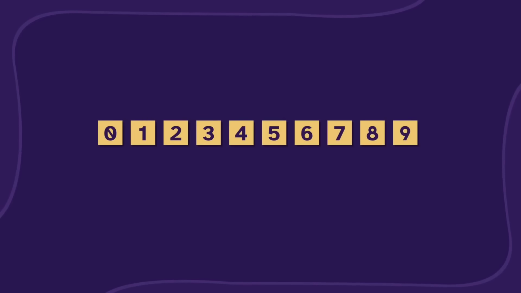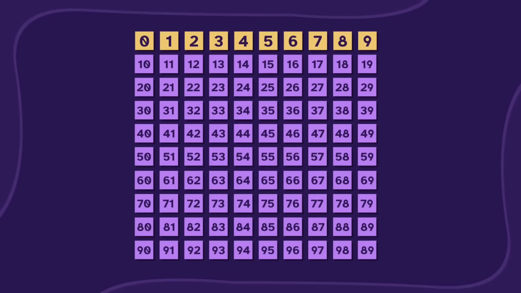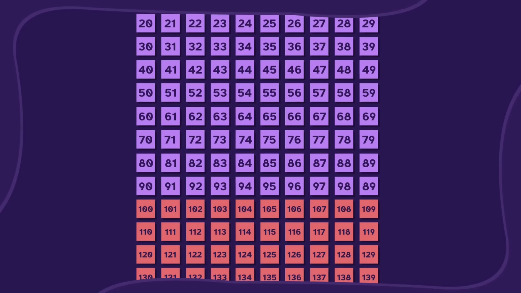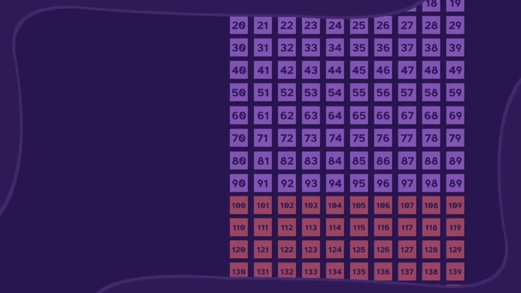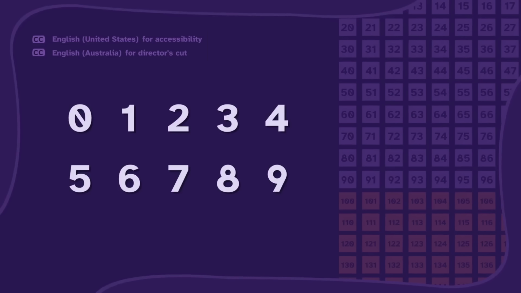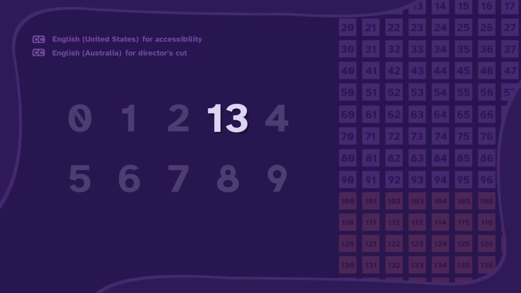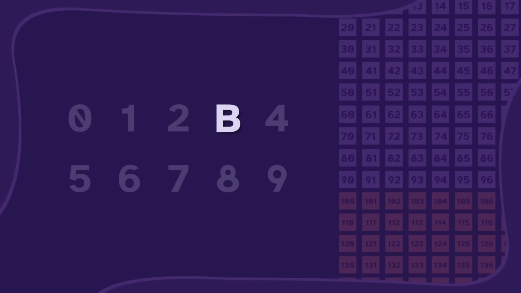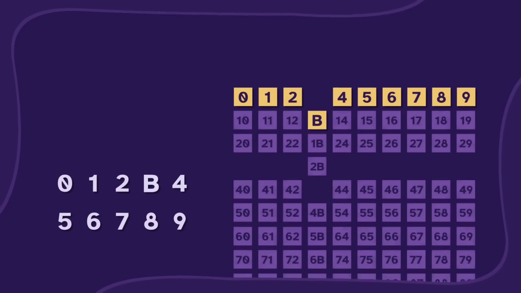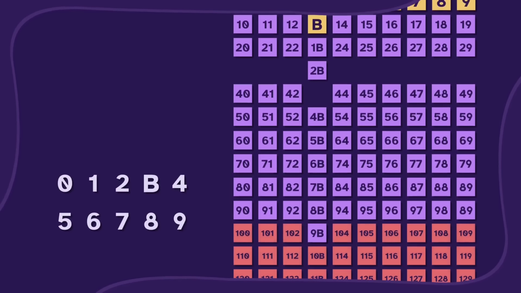These are the single-digit numbers, these are the double digits, and after that come the triple digits. But this assumes that we're using the typical digits 0 through 9. We could replace 3 with the value 13. Although this looks like two separate symbols, so let's squish them together to make a B. So now we have these single digits, these doubles, and then the triples.